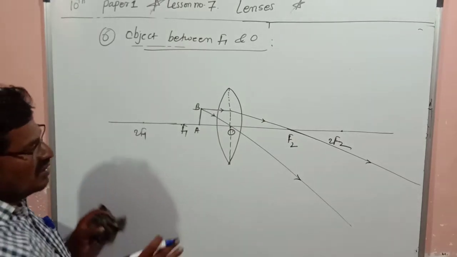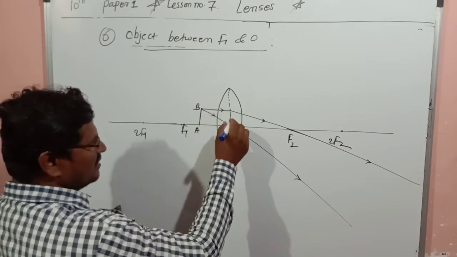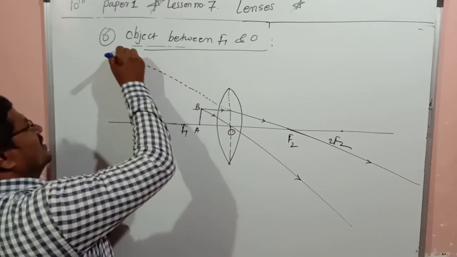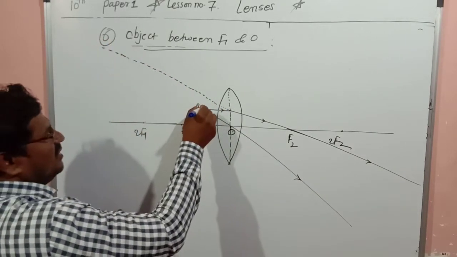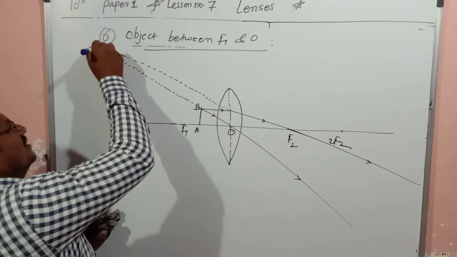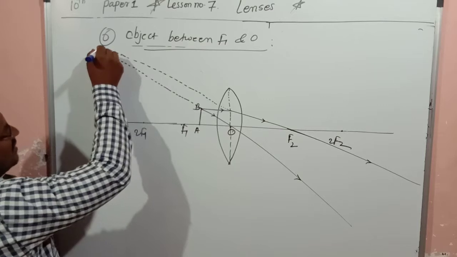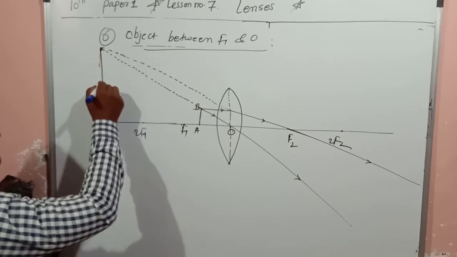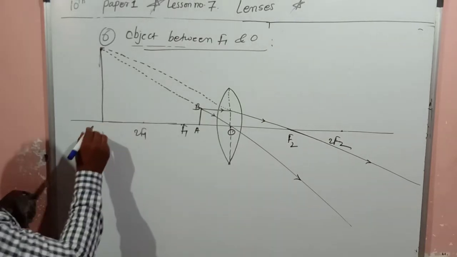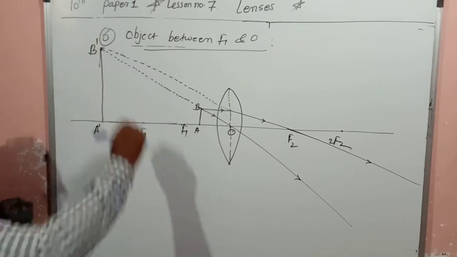But here these light rays are not meeting at a single point. If you extend these light rays in the backward direction, then they will meet at a single point. When you extend these two light rays backward, they will meet at a single point. And here will be the image. You can take A dash here, and B dash here.